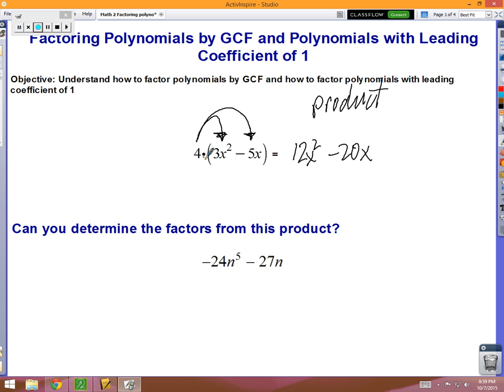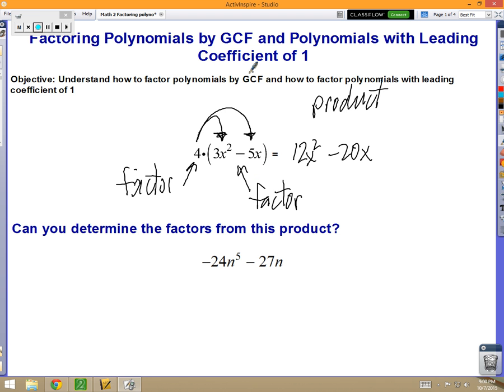And these two things that you times together are called factors. That's a factor, and this binomial is a factor. So I multiply two factors together, and the answer is a product. Now, we're going to go backwards. I'm going to give you the product, and you have got to determine what its factors are.